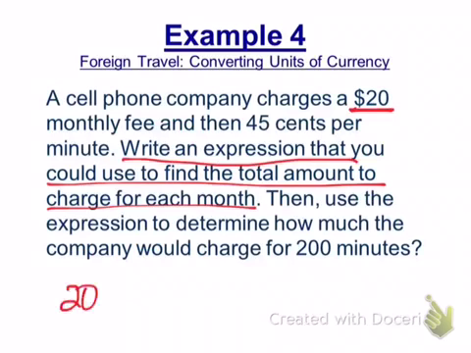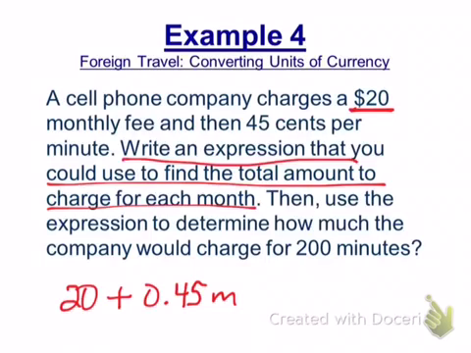And what are we doing with that $20? We're adding the variable 0.45 times m or x. M, let's use m because we're talking about the number of minutes.